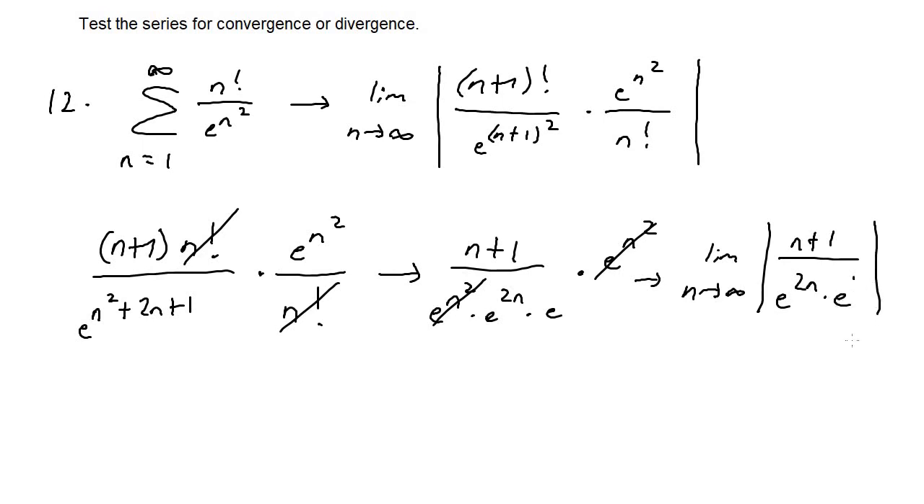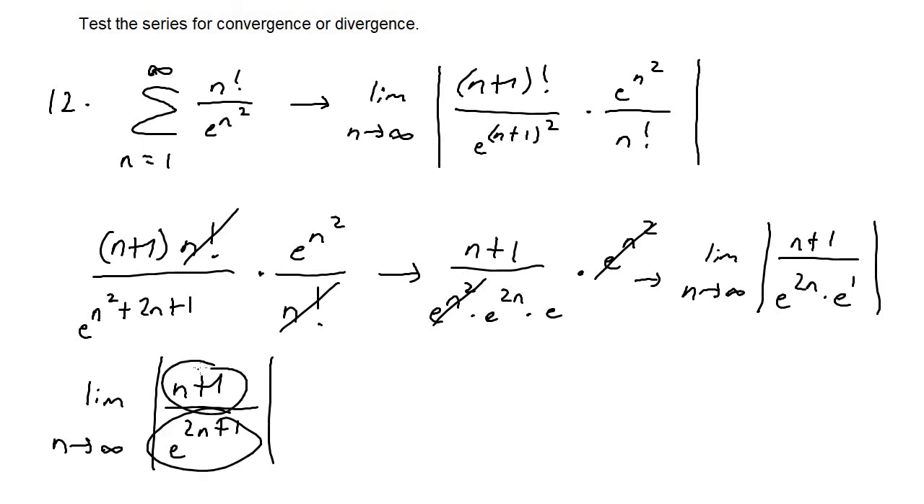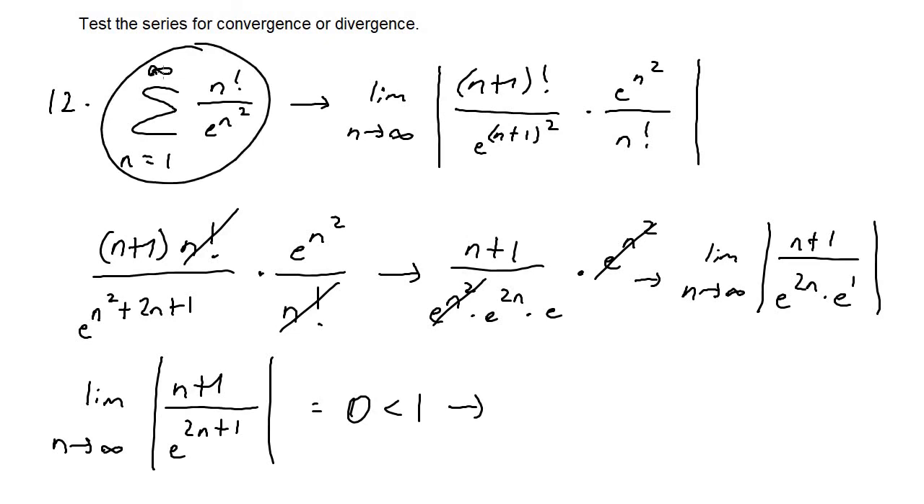Now e to the first, we can just rewrite it like that, and because we have the same base, we can just add the exponents. So we have the limit as n approaches infinity of the absolute value of n plus 1 over e to the 2n plus 1. Now obviously e to the 2n plus 1 is a much faster growing function than just n plus 1 itself, so we do have a bottom heavy fraction, so the limit as n approaches infinity is going to be equal to 0. Obviously 0 is less than 1, so we know that the original series of n factorial over e to the n squared will converge, this time by the ratio test.